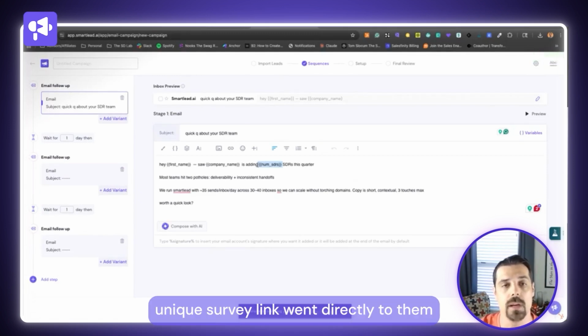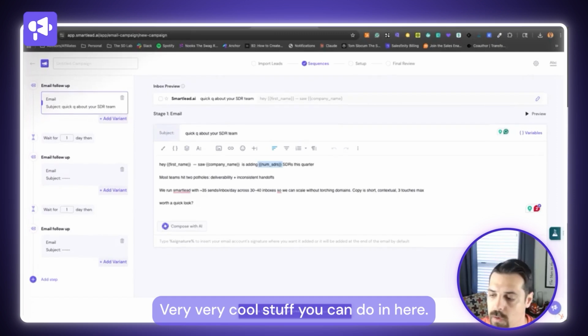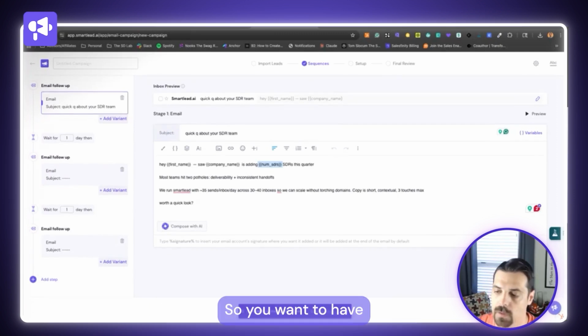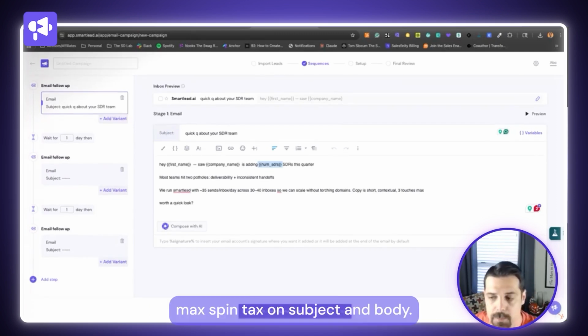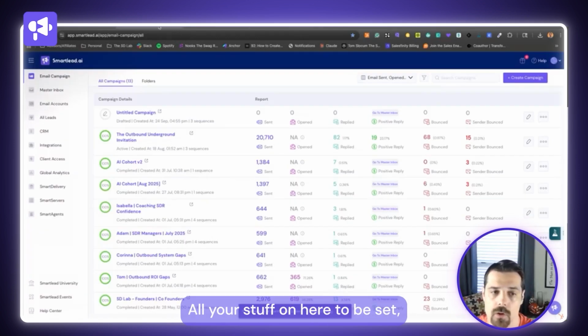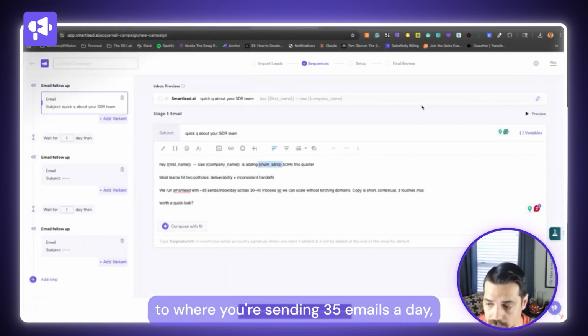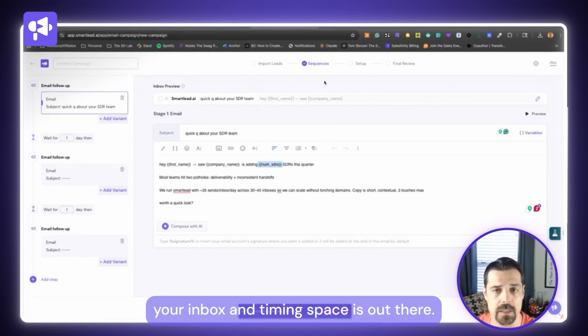So everybody's unique survey link went directly to them and was matched up. Very, very cool stuff you can do in here. So you want to have 3 touches max, spintax on subject and body so you can rotate through that. And then you just want to have your sending caps, right? All your stuff on here set to where you're sending 35 emails a day. Your inbox and timing space is out there.